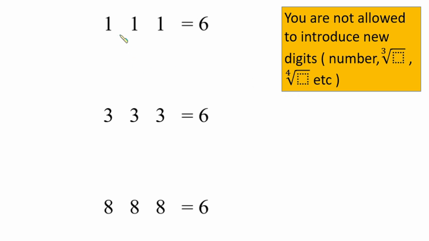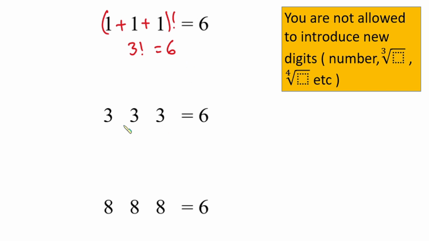How can we make 111 equal to 6? First of all, we can add them. So we have 1 plus 1 plus 1, which is 3, and then we put them in parentheses and factorial. So we're going to have 3 factorial, which is equal to 6. So we are done for the first one.